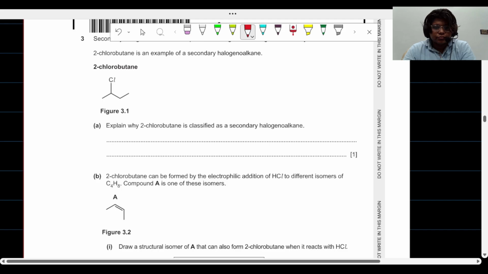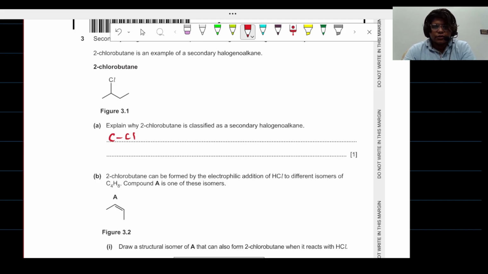So the carbon with the chlorine, the carbon with the halogen, has two other carbon atoms attached to it.